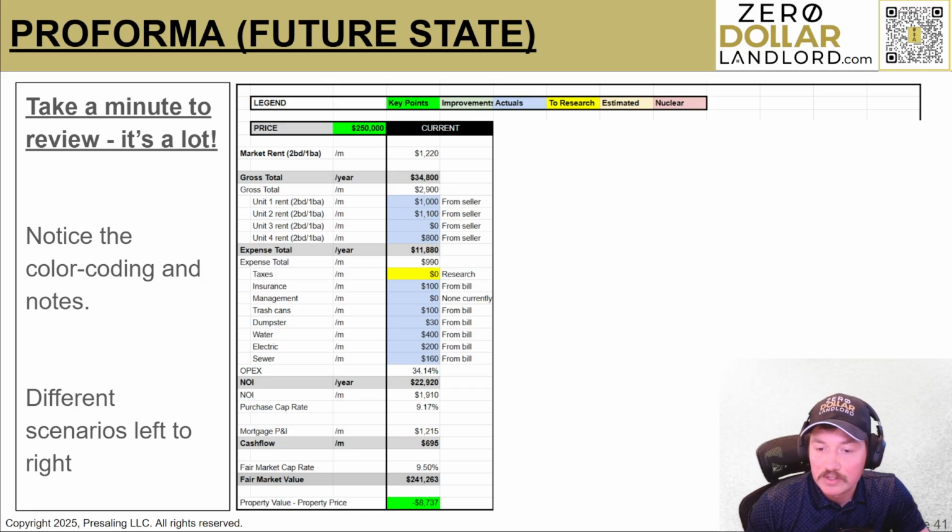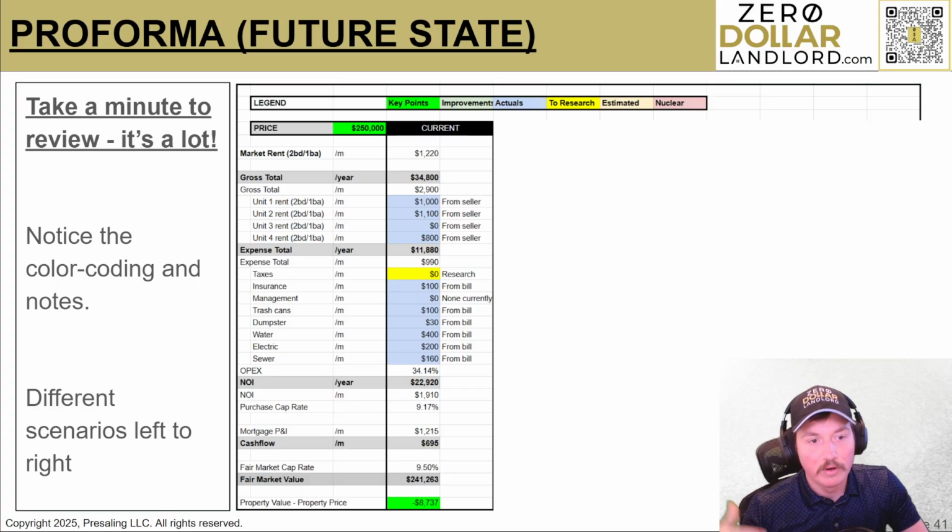Our cash flow, for instance, is going to be our net income minus our mortgage. Let's see what else we got here. Yeah, and then we have our fair market cap rate at 9.5%, and then we're going to call that a fair market value of about $250,000, right? So assuming we bought it for $250K up here, then we are technically losing $8,000 of value, technically. However, we're going to run it through some pro forma scenarios.